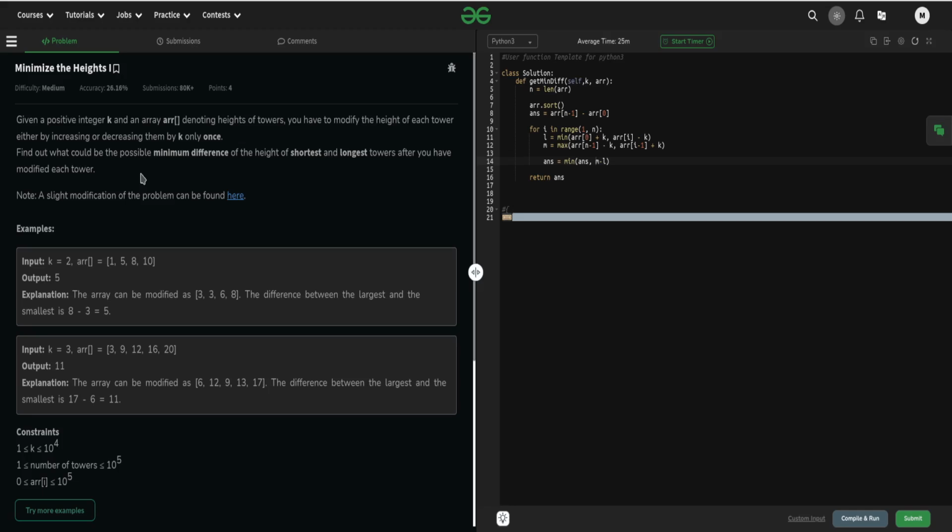modified each tower. So for instance, if this is the height of the towers which is given to us, the array can be modified in this way, and after that modification, if we compute the difference between the largest and the smallest tower, we will get 8 minus 3, which is equal to 5, and that is what we are returning over here. So that's about the problem statement, folks. Now let us discuss the solution of this problem.